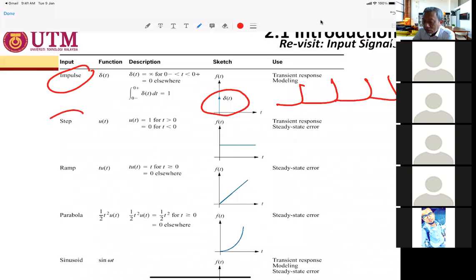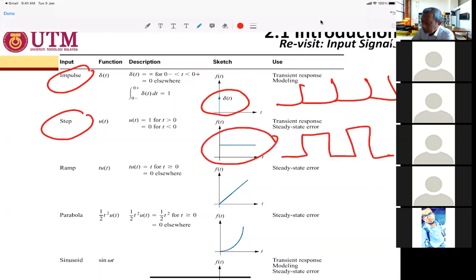The second one is known as step signals. Okay, this is the most important, the most popular input signal used in control system. Or you can say that it represents the DC volts of the electrical system, maybe 5 volt, 10 volt, or 1 volt. Okay, the shape of it is like this. Okay, so it's square, right? So it depends. This one maybe 1 volt, maybe 10 volt, and so on.